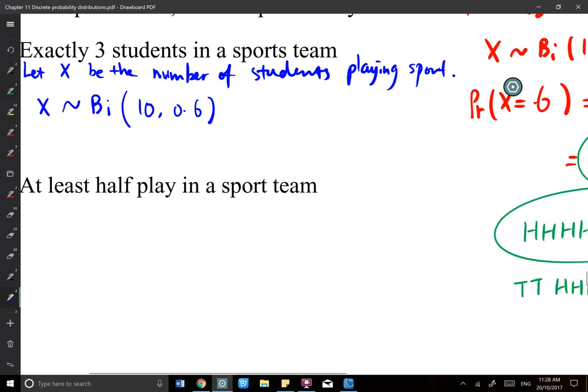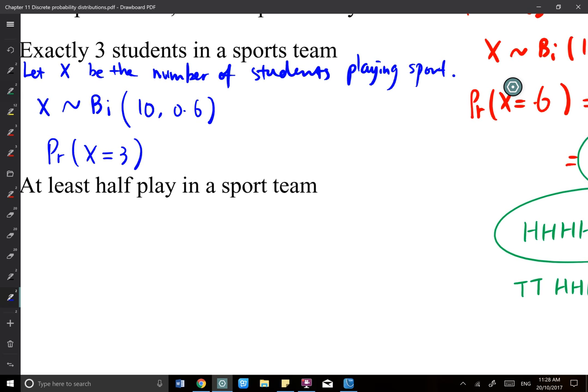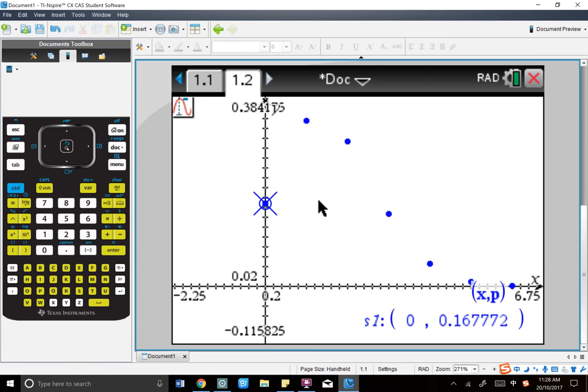So what I want now is exactly 3 students in this team. So probability X equals 3. That's the probability I want to find. Okay, probability X equals 3. That's what I want to find. And I have the calculator to find that.